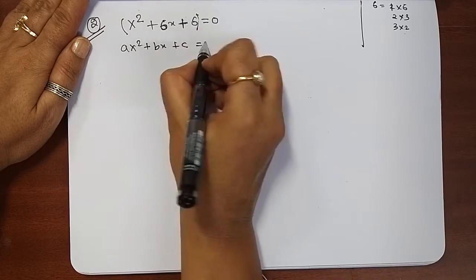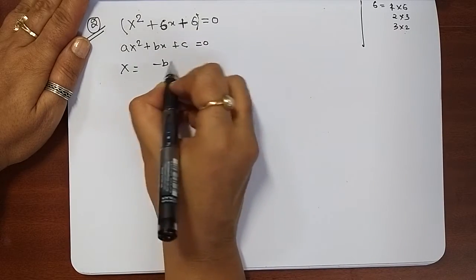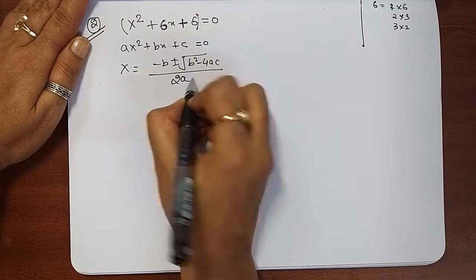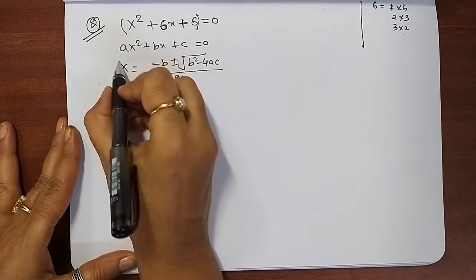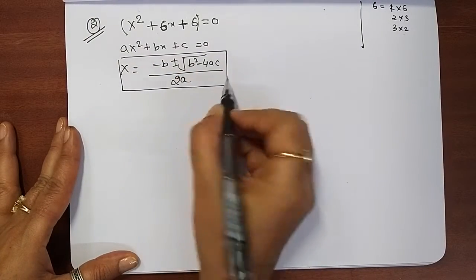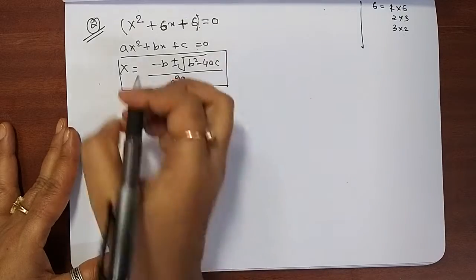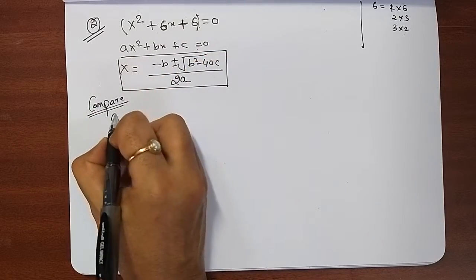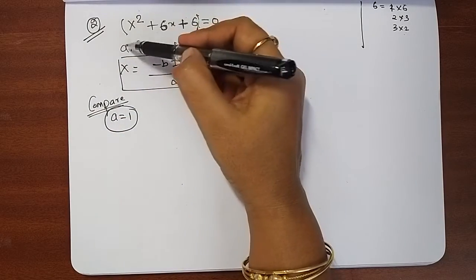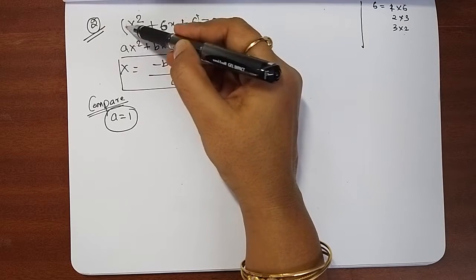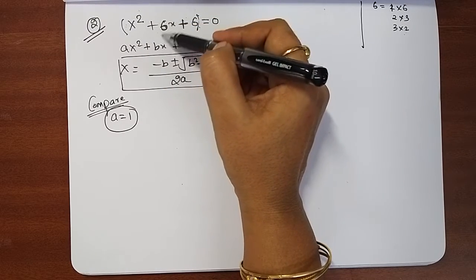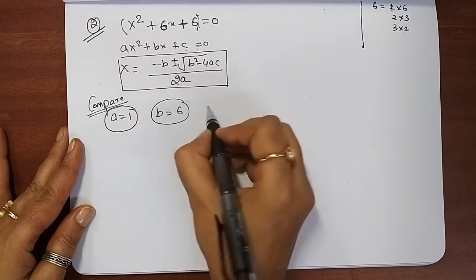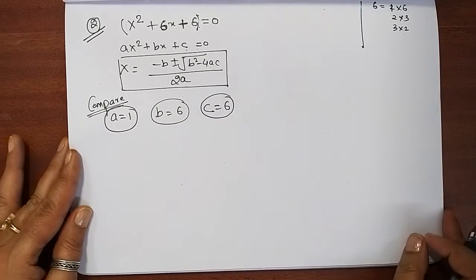So this is your formula, x is equal to minus b plus minus root of b square minus 4ac by 2a. So here is my formula which I am going to apply in this. Okay, so the first step is to compare with this. So what is a? A is 1. You see the coefficient here is 1. Okay, now compare, what is b? B is 6. What is c? C is also 6. So b is 6, c is also 6.